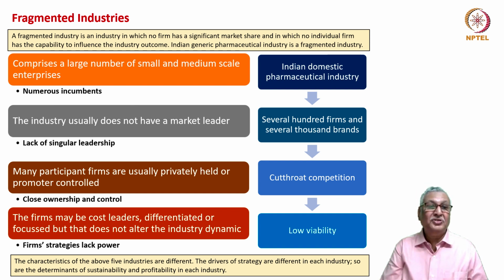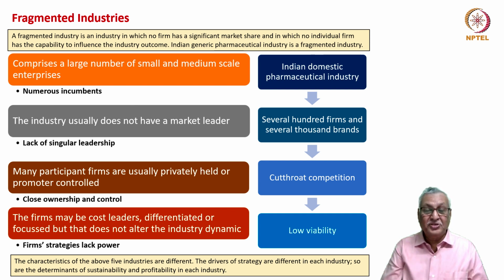A fragmented industry is an industry in which no firm has a significant market share. No individual firm has the capability to influence the industry outcome. Each is as strong or as weak as the other. Indian generic pharmaceutical industry is a fragmented industry because it comprises several hundred firms and several thousand brands. Yes, it is concentrated to an extent, but it is fragmented to a greater extent. There is cutthroat competition in the industry and the viability as a whole is low.